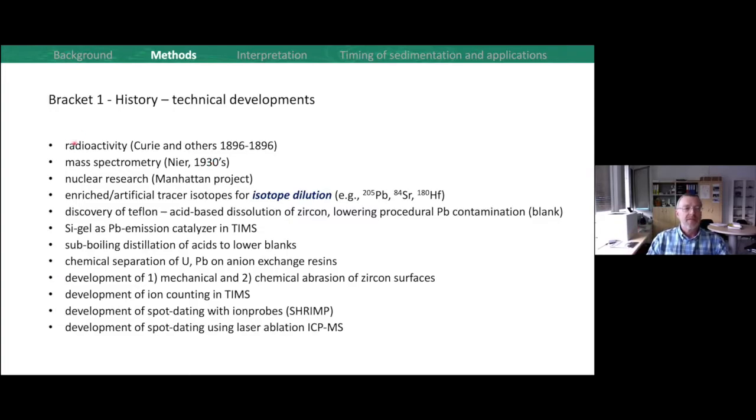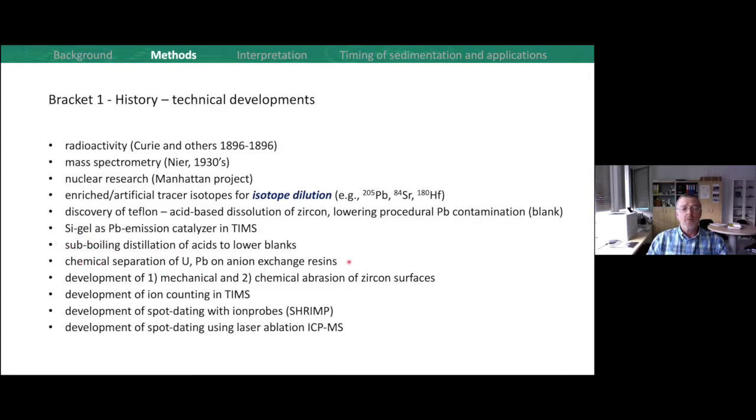We had to learn about radioactivity. We had to develop mass spectrometry. We needed all the nuclear research of the Manhattan Project to get to the point that we can analyze isotope ratios. We needed the production of these tracer isotopes for isotope dilution. We needed the discovery of Teflon, simple as this, catalyzers so that we are able to actually measure smallest amounts of lead. We needed to develop distillation techniques that allow us to produce the most clean acids ever.